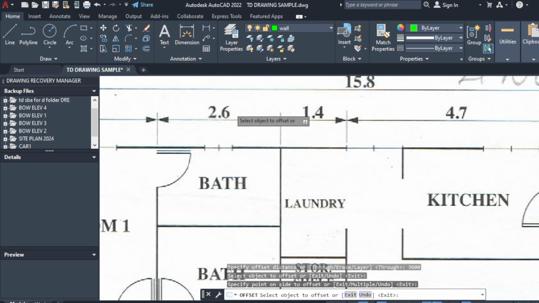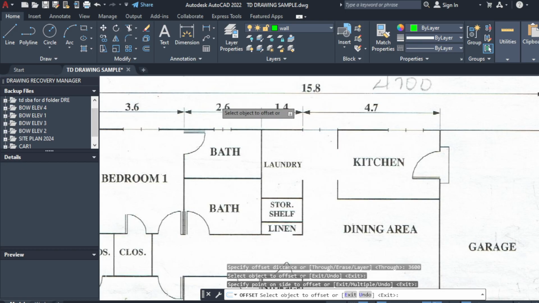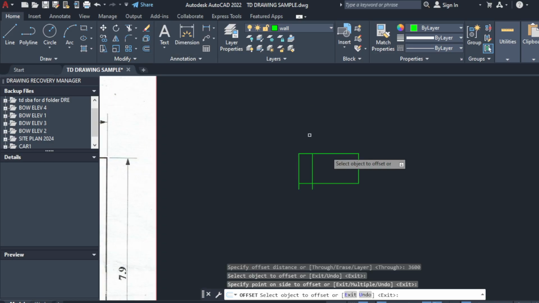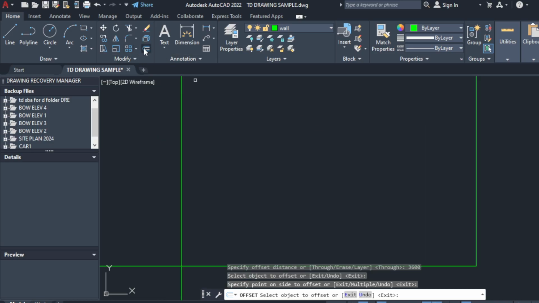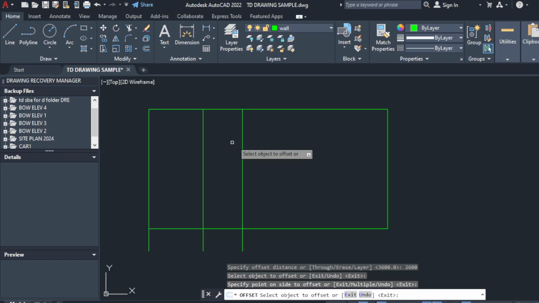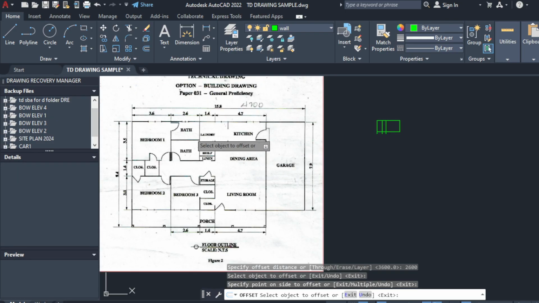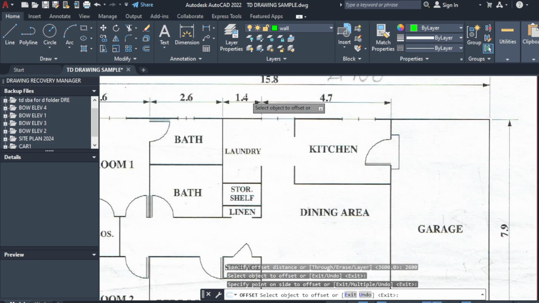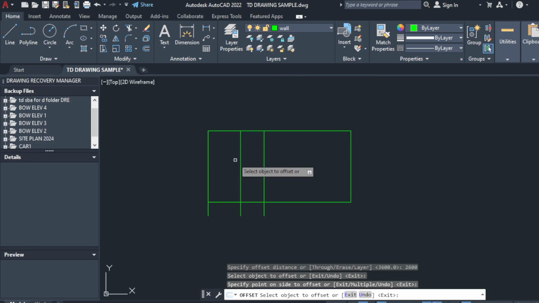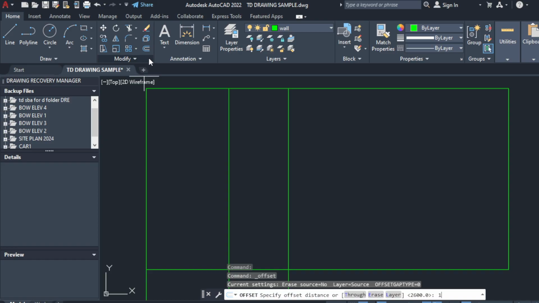Moving to my right again, my bathroom space here is 2.6, which is 2,600 millimeters. I offset this line at 2,600 millimeters. And then moving to my right, my next measurement is going to be 1,400 millimeters, 1.4 meters. I offset 1,400 millimeters.